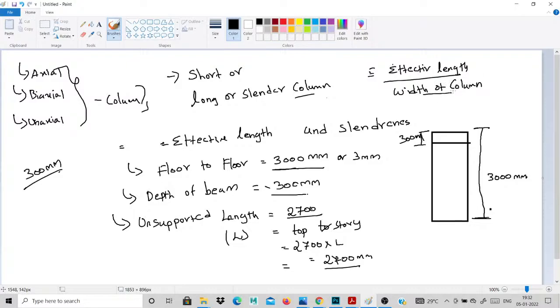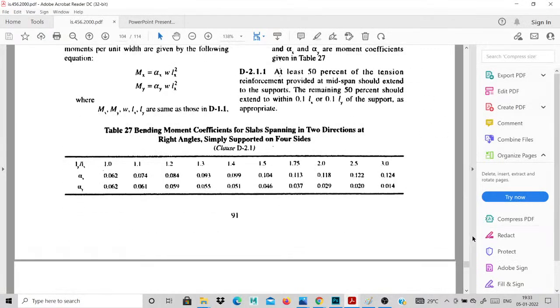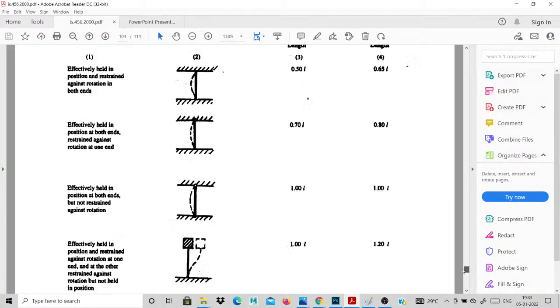On the ground floor or any floor, many short columns and long columns will come. Take one residential building: uniaxial, biaxial, axial, many columns are there, and you go for your design as short column, long column, and so on. A short column fails under crushing, a long column goes for buckling. You see this IS456, I show how to take this effective length. This is our table.